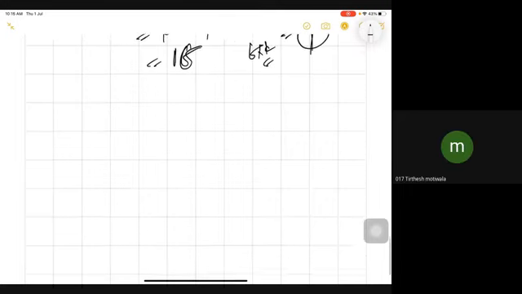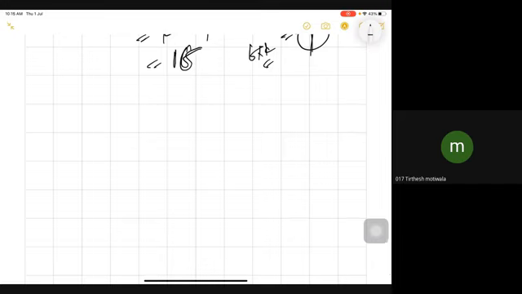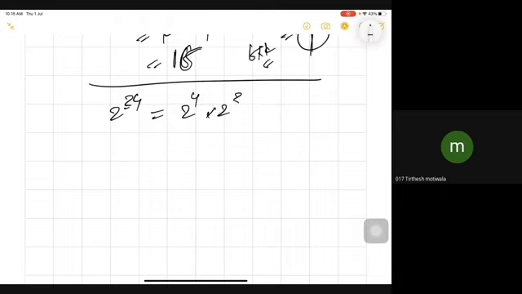So exam starts now. Let me check who will give me the answer first. 2 raised to 34. What is the answer? Fast. Memory location. 2 raised to 4 into 2 raised to 30. 2 raised to 4 is 16. 30 is equal to gigabyte. 16 gigabyte. Yes?